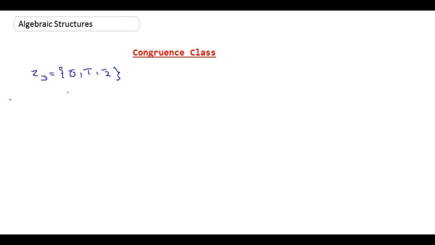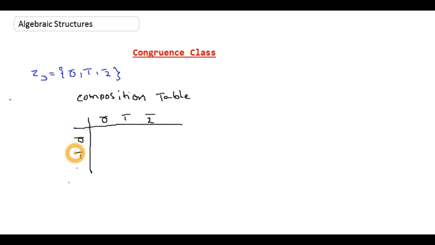So first we define addition. Just let me write down the composition table. So here we go, we basically define the addition. First write down the elements 0 bar, 1 bar and 2 bar. Here also write down 0 bar, 1 bar, 2 bar, and here we basically define the addition.